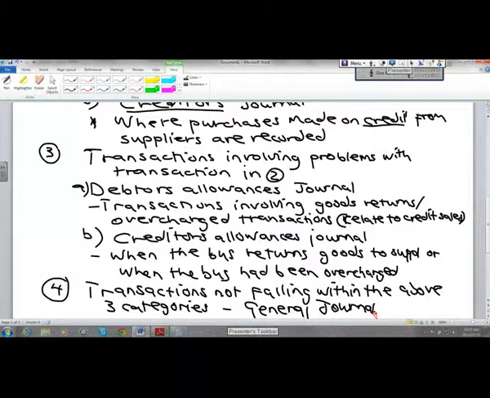All right, so it would be a transaction, and my take will be, if you are buying on credit from our business, what's going to happen is we're going to give you our credit terms.